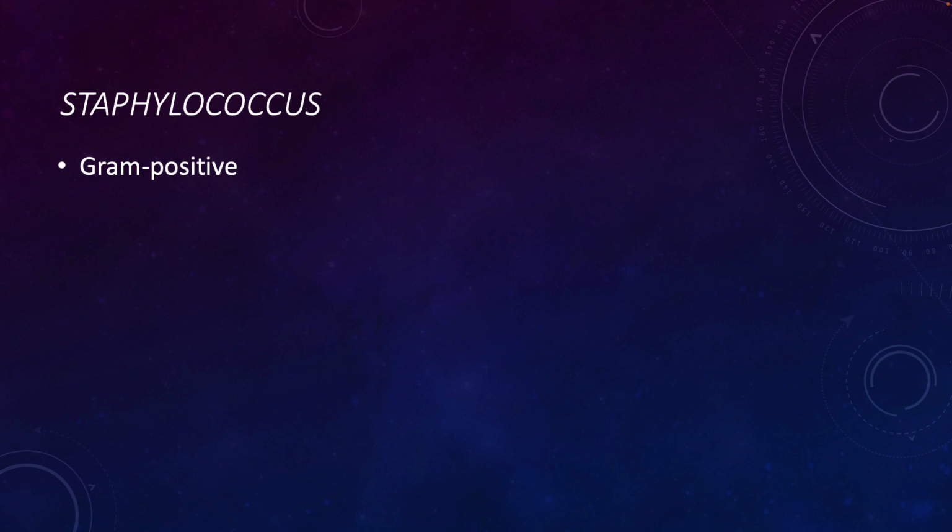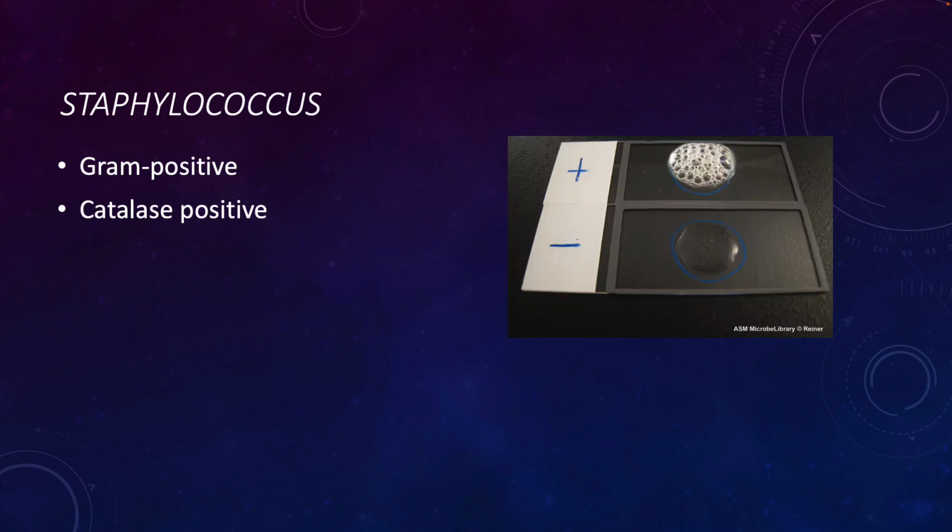Staphylococcus, in general, they are gram-positive. The genus is also catalase positive. You might remember catalase is an enzyme that degrades hydrogen peroxide into oxygen and water. This is an important immune evasion strategy because hydrogen peroxide is produced by the immune system to get rid of bacteria.